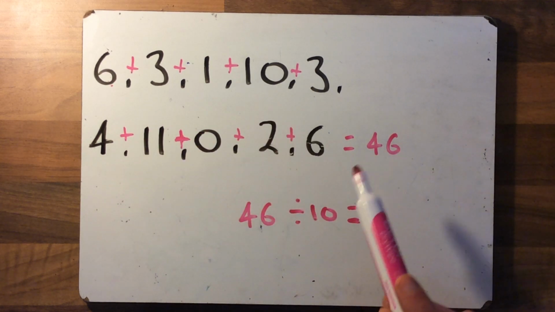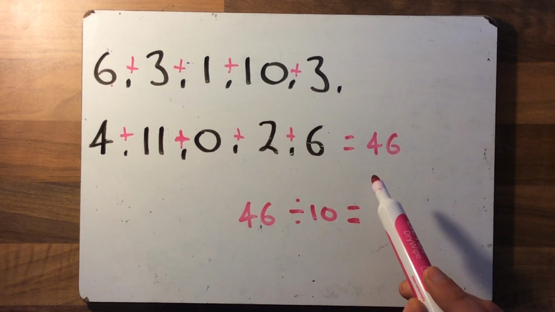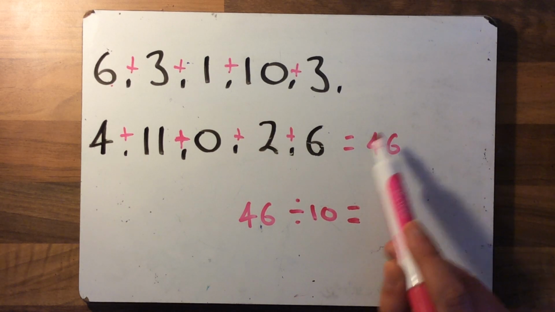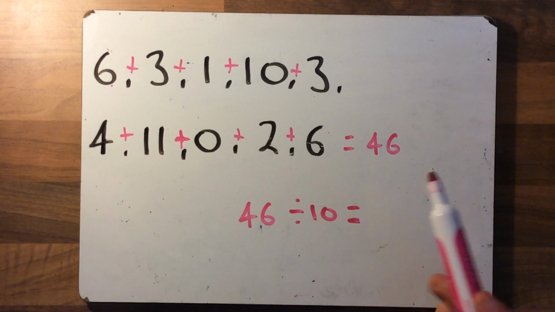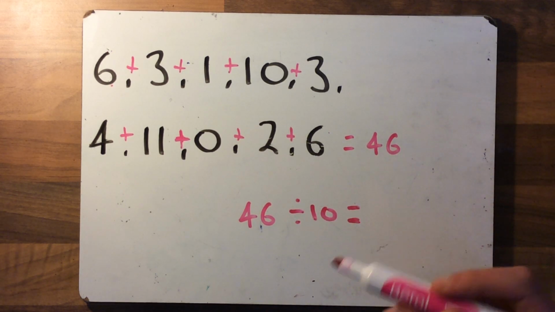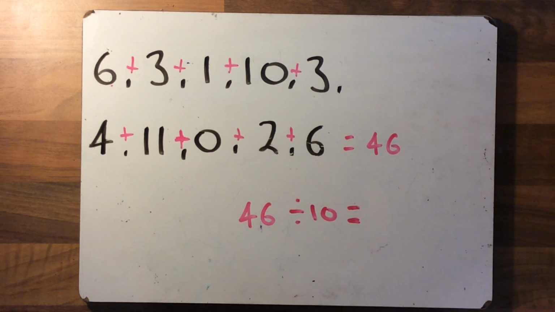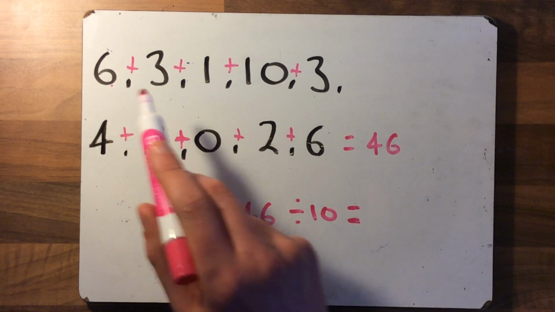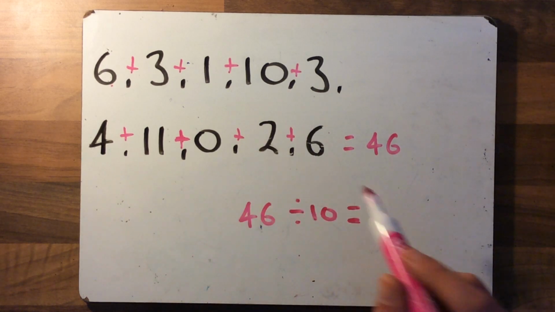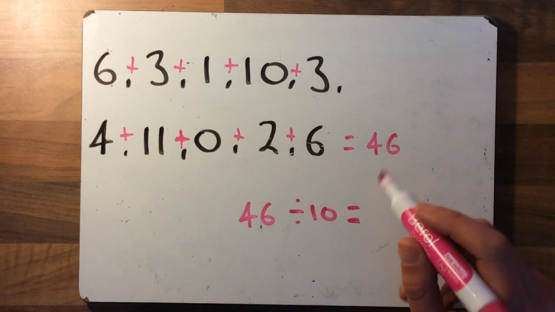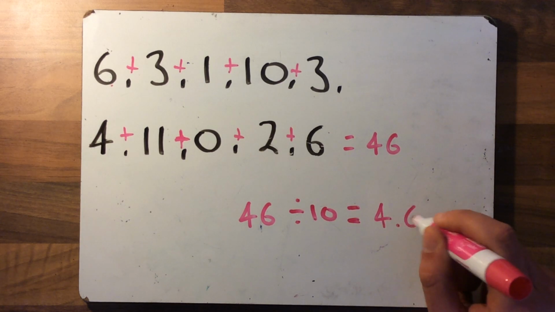You could create maybe a little story behind that. So they've run in total 46 miles over those 10 days. So to work out the average run that they went on throughout those 10 days, you'd have to take the total and divide it by the number of days, the number of responses, the number of pieces of data you have here. So 46 divided by 10 takes us to 4.6.